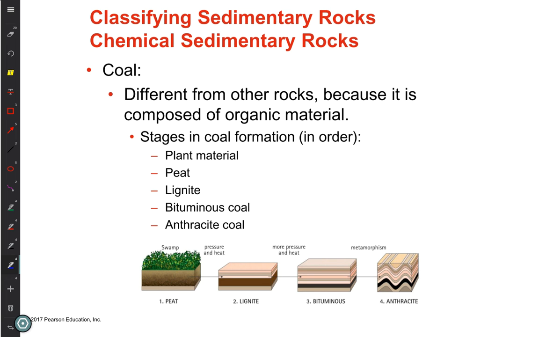You first have a bog that's growing a bunch of biological material. So here's your swamp growing that biological material. That biological material then gets buried and it creates what we call lignite. The peat is biological material that's here in the bottom part of the swamp.